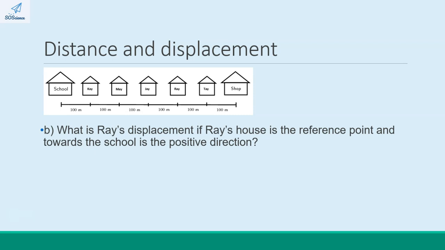The next question is a little bit more confusing. What is Ray's displacement? And here, when we're dealing with displacement, we do need a reference point and a positive direction. And if it's not given to us, then we can pick any reference point and we can pick either direction as the positive direction. But in this case, we're told that Ray's house is the reference point, and to the left or towards the school is the positive direction.